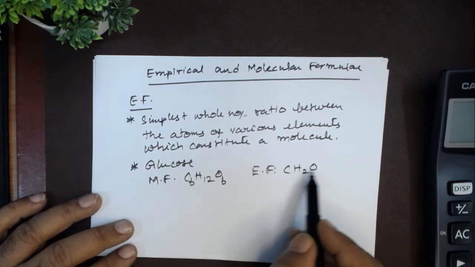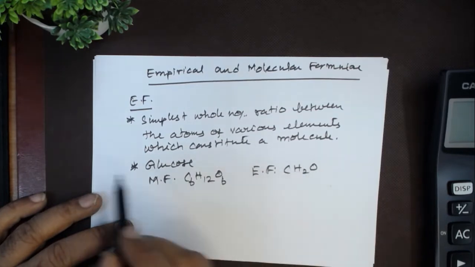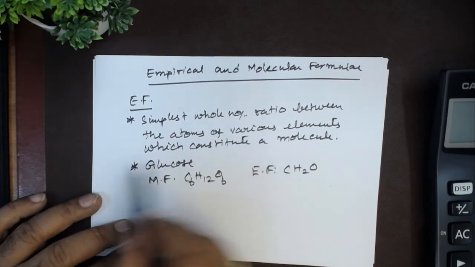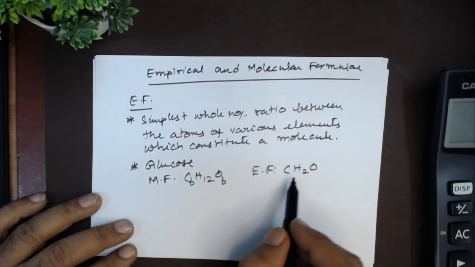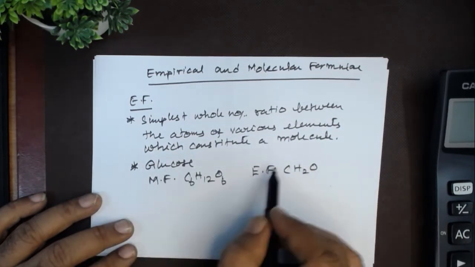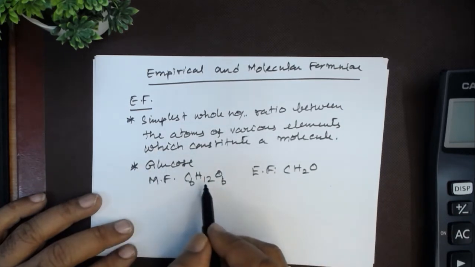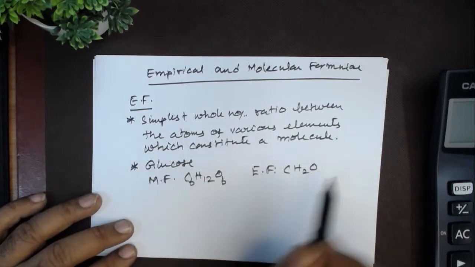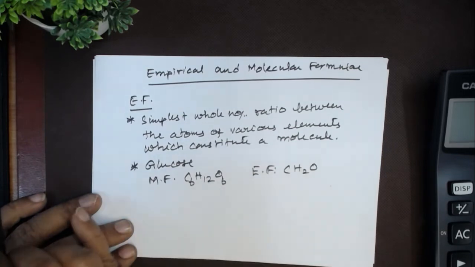What are all the atoms here? Carbon, hydrogen, oxygen, of various elements which constitute a molecule. So what constitutes this glucose molecule? Carbon, hydrogen, oxygen. So it is a simplified whole number ratio.